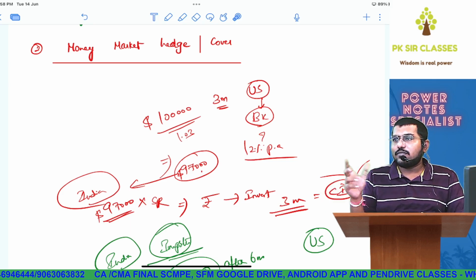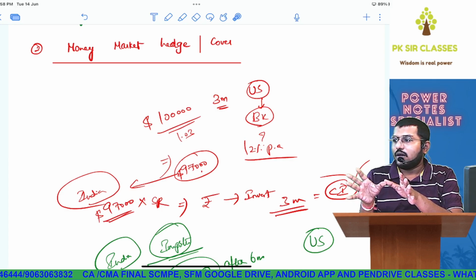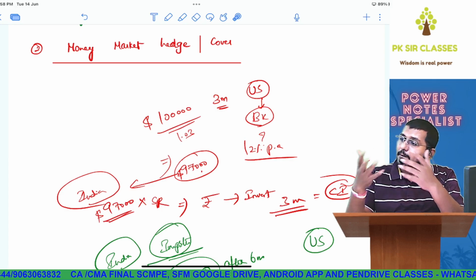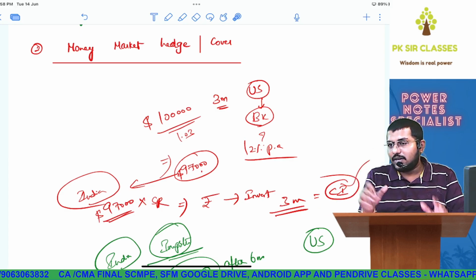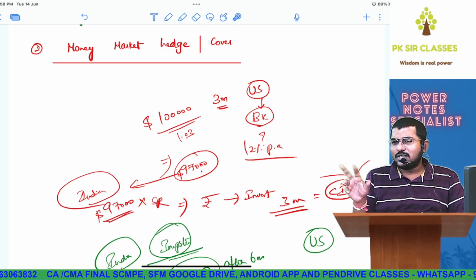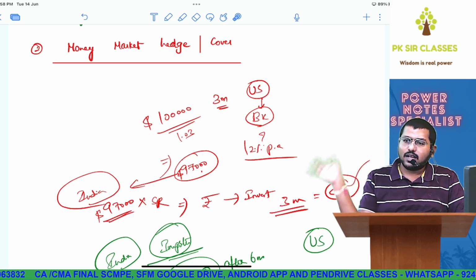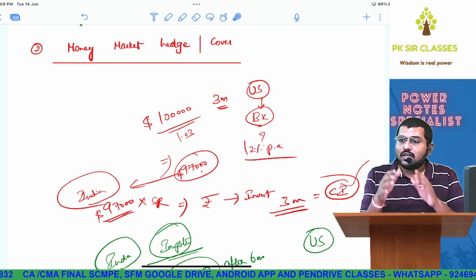Today's spot rate means obviously I'll be selling the dollars, which means the bank will be buying the dollars. So it's going to be the bid rate. Of course, it depends upon the exchange rate. If it is rupee per dollar, it will be the bid rate, otherwise opposite. Anyways, that's not important right now.